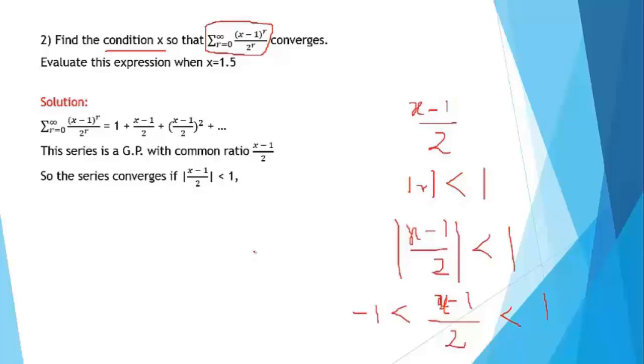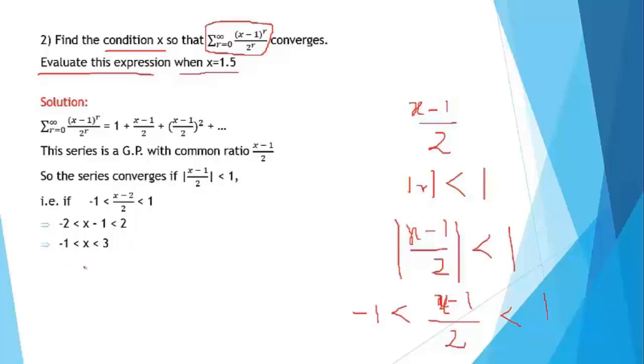So if you work out further, you get negative 2 less than x take away 1 less than 2, where we have multiplied by 2. And by adding 1 to each of them, we get negative 1 less than x less than 3. Now we are asked to evaluate the expression when x equals 1.5. So the value 1.5 is in between negative 1 and 3. So any values between negative 1 and 3 for x gives a convergent series. So 1.5 is in between negative 1 and 3.